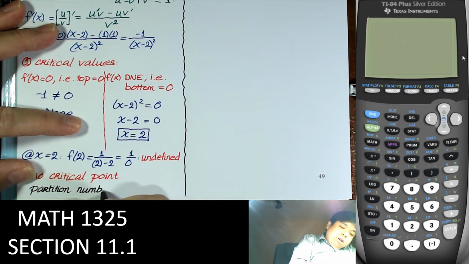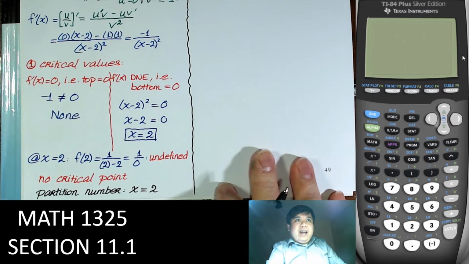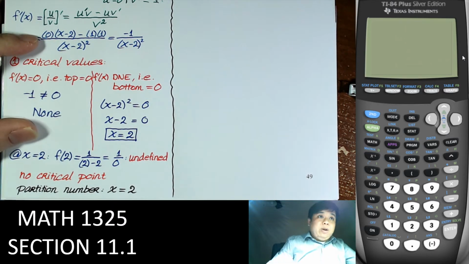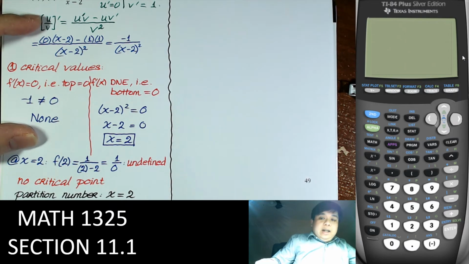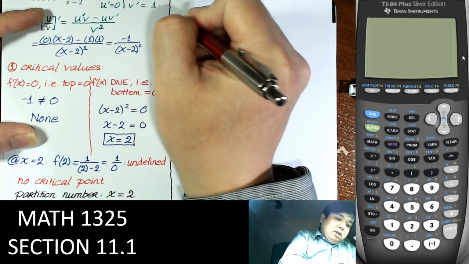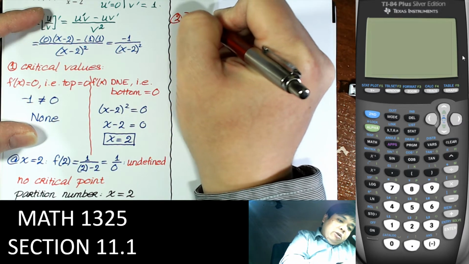And we use the partition number to put on the sign chart. Hence the term partition number. Right. So we have x equal to 2 as the partition number. And then we go to the second part where we construct the sign chart, where we determine where the function is increasing or decreasing.